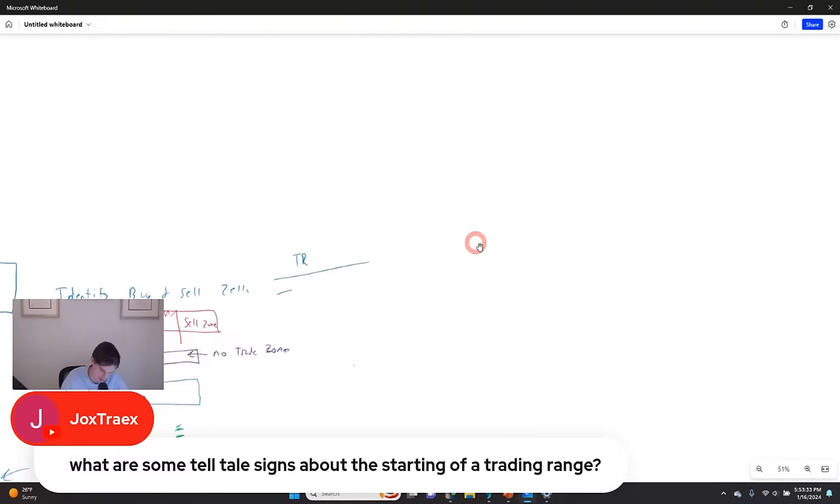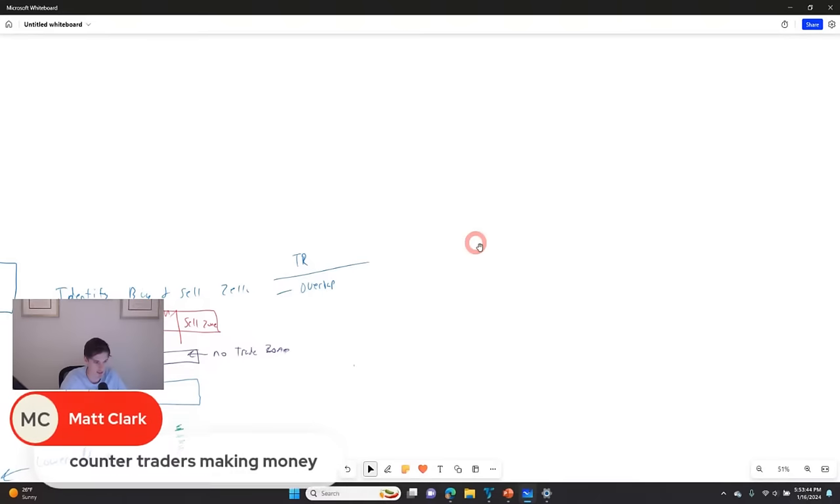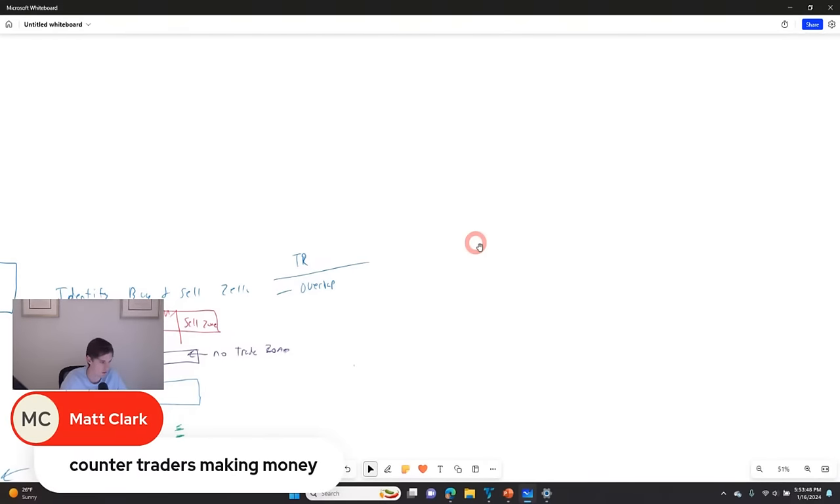One sign of a trading range is overlap. We think about overlap. And all of these are true. Signs of a trading range, counter trend traders making money. That is all true. But whenever I'm defining something in the market, you can use things such as counter trend traders making money, but I really like things that are visual. And the reason why I like things that are visual is I want to be able to identify it. It needs to have a characteristic. So a sign of TR, trading range, is overlap.